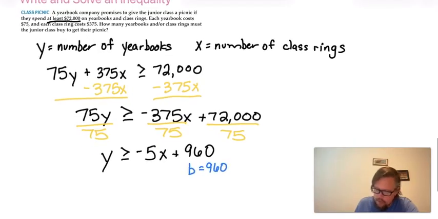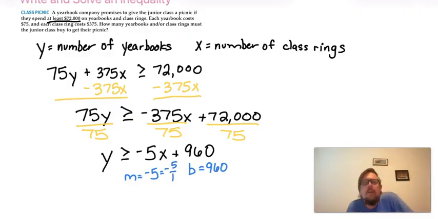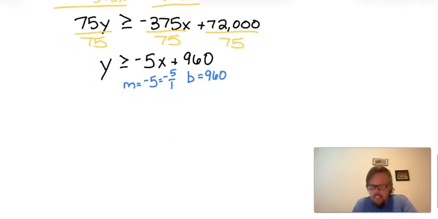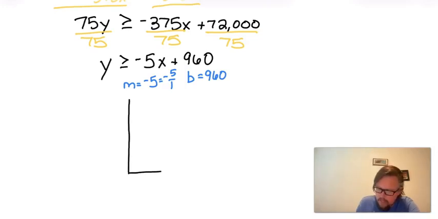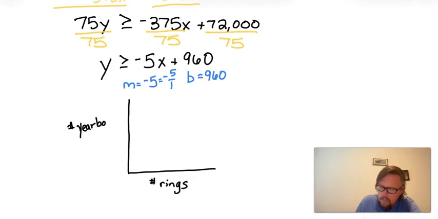Okay, so if I was going to graph this, I would have a y-intercept of 960, and the slope would be -5, which would be -5/1 when written with rise over run. So if I just did a real rough sketch of this, we said x was going to be the number of rings, and we said y was going to be the number of yearbooks. And we know that we're going to have a y-intercept of 960.